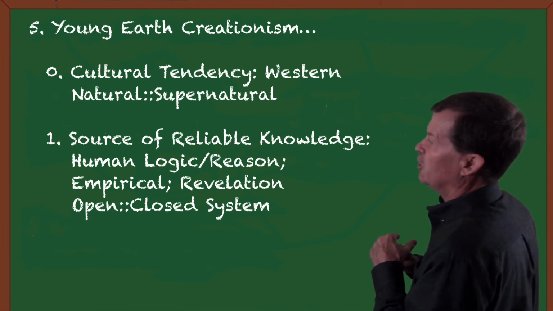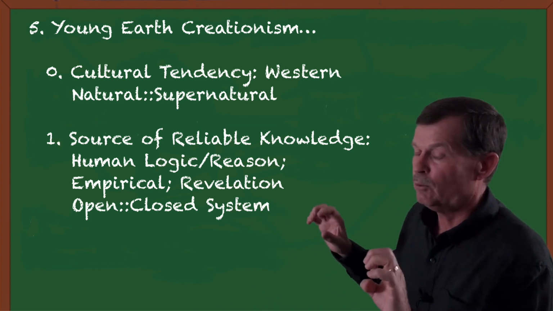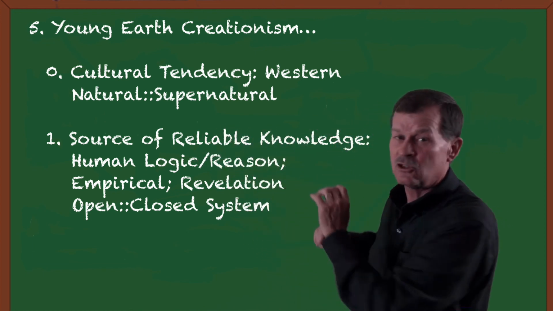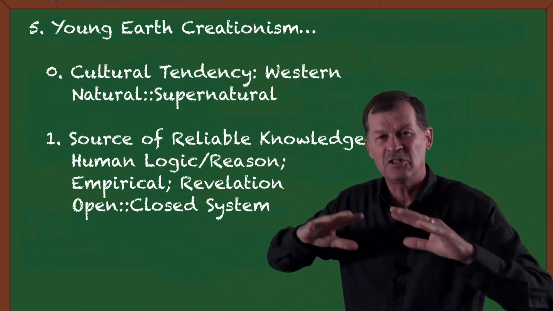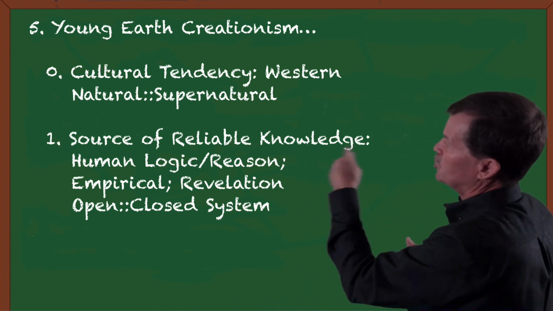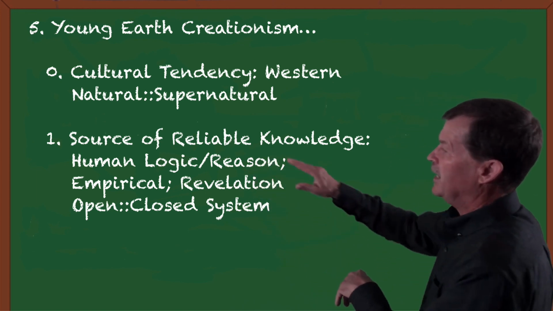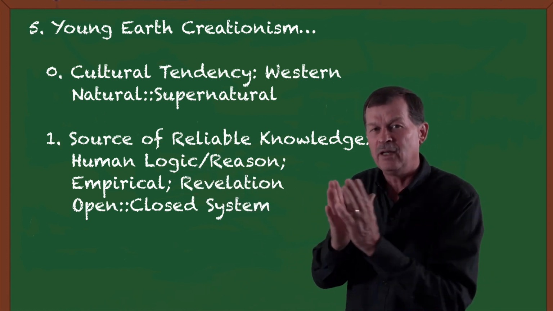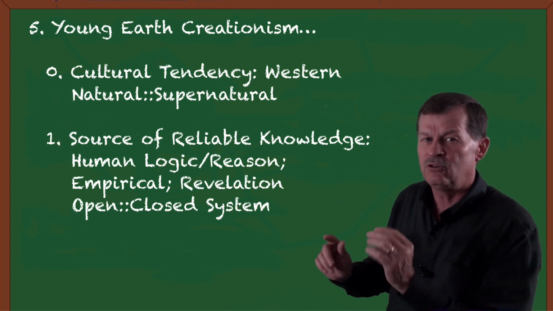Young Earth Creationism, cultural tendency, is also Western, because of its natural supernatural divide of the two domains. But what they do is they have a fluidity or an overlap between the natural and the supernatural domains. Now these are interlaced, and they are not separate domains, they're separate entities in the one domain. So what is the source of reliable knowledge? It's still human logic and reason as number 1. Number 2, it is empirical, and number 3 is revelation. What kind of system is it? It's an open closed system. But there's fluidity between the two opening and being closed. Now, how do you have an open closed system at the same time with movement between it?